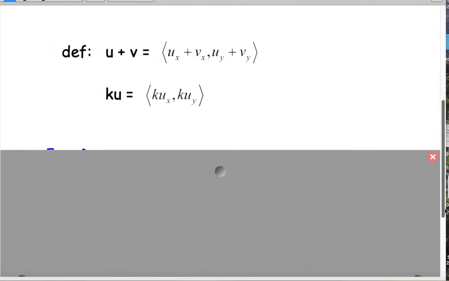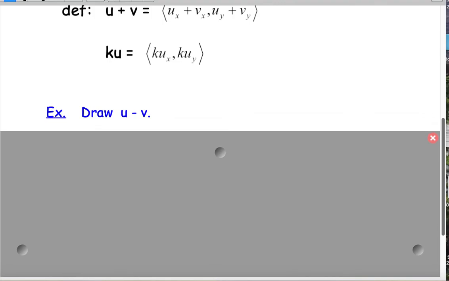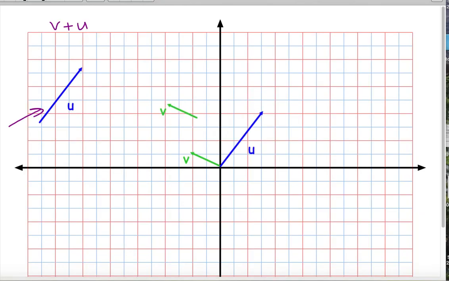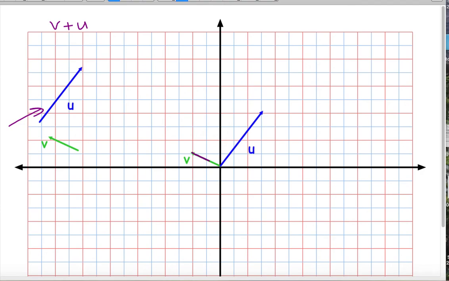All right, what, on the other hand, would happen if I asked you to draw u minus v? What would that mean? How am I going to do u minus v? Well, if you think of that as u plus the opposite of v, we go over to our picture. So u plus v would look like that. Well, what's the opposite of v? The opposite of v is going to be a vector of the same length, but it goes in the opposite direction. Let's go with purple. So it's going to go like this. And if I start that at the origin, that would be the opposite of v.